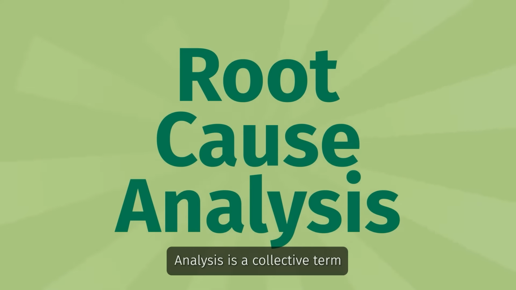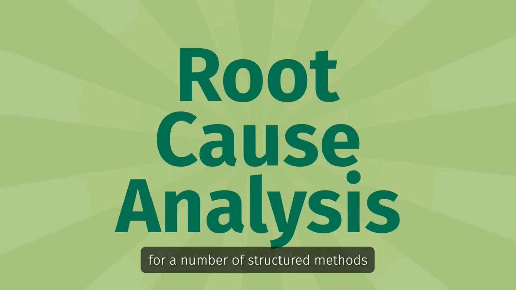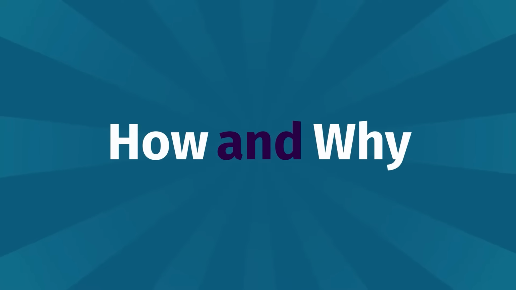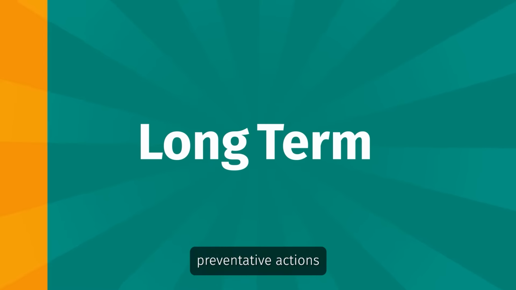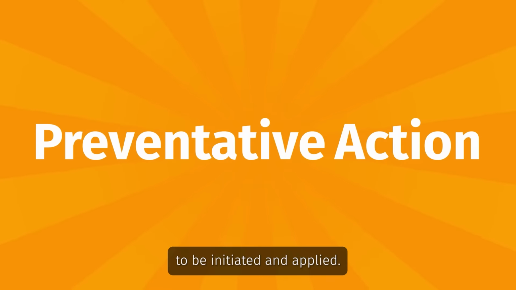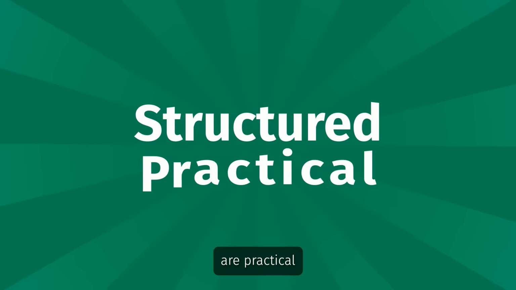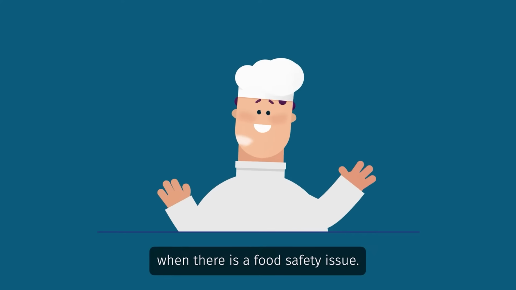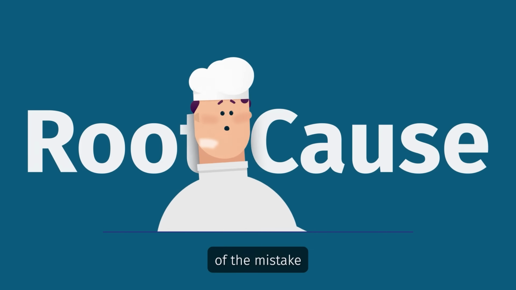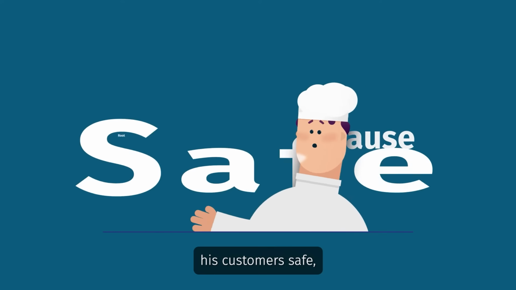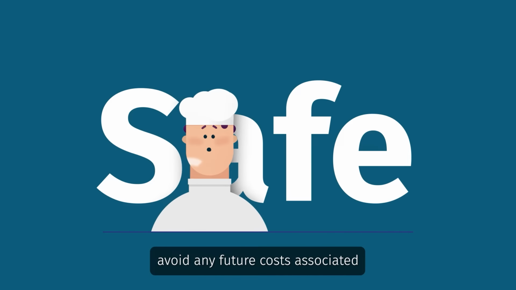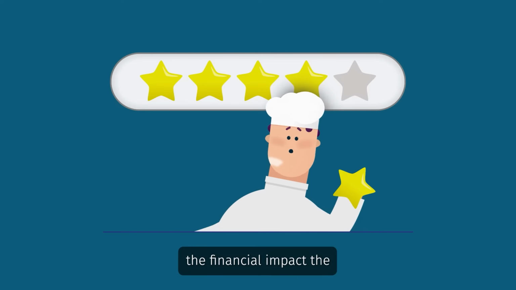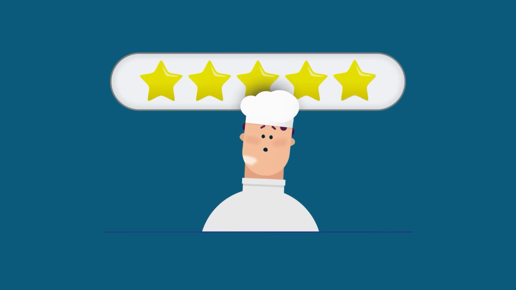Root cause analysis is a collective term for a number of structured methods that can be used to determine how and why a problem has occurred, allowing more effective long-term preventative actions to be initiated and applied. These structured techniques are practical and can be easily applied when there is a food safety issue. Joe needs to find the root cause of the mistake so that he can keep his customers safe, avoid any future costs associated with food recalls, protect his reputation, and minimize the financial impact the solution might require.